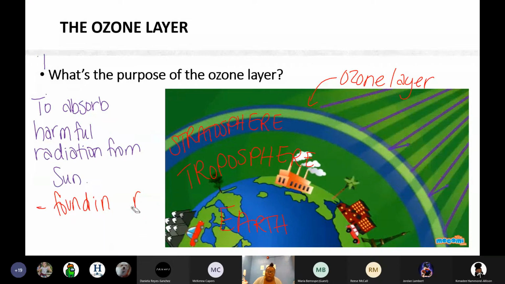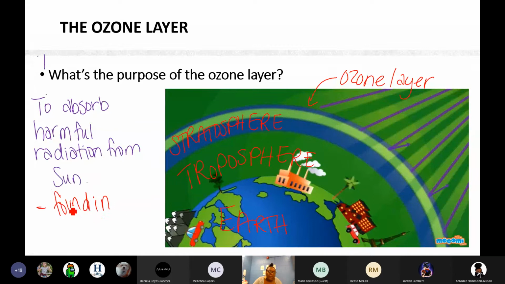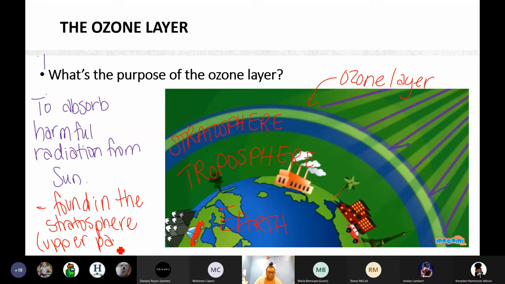If you want to start on the drawing right now, that might be a good idea. We're going to stay here for a second so you can get some of the picture done. Okay, it's found in the upper part of our stratosphere.